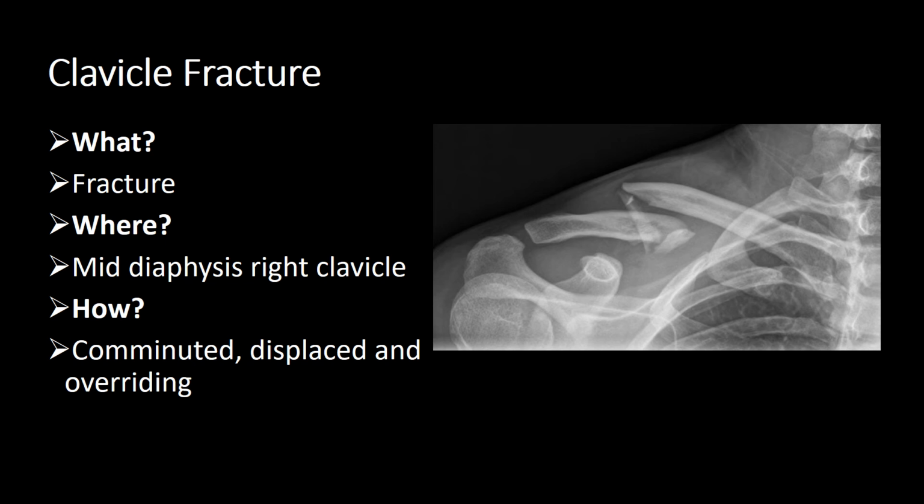Comminution and overriding of the fracture fragments in clavicular fractures is very common. So what do I mean by that? Well, comminution means there are multiple fracture fragments, and overriding is where two fragments are shortened in relation to one another due to overlapping of the proximal and distal fragments. So classically, in clavicular fractures, the distal fragment here underrides the proximal fragment. And remember, the proximal fragment is elevated due to the sternocleidomastoid muscles, whereas the distal fragment is depressed due to the weight of the shoulder and upper limb.